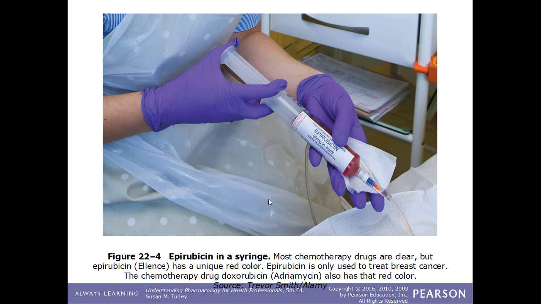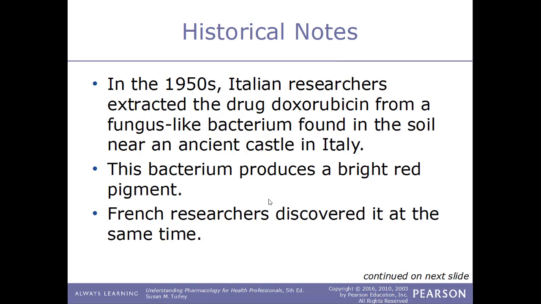In this image we have an example of a syringe filled with epirubicin. Most chemotherapy drugs are going to be clear in appearance, but epirubicin, also known by the brand name Ellence, has a very unique bright red color to it. This drug is only used to treat breast cancers. One other drug also has this bright red color, and that would be doxorubicin.